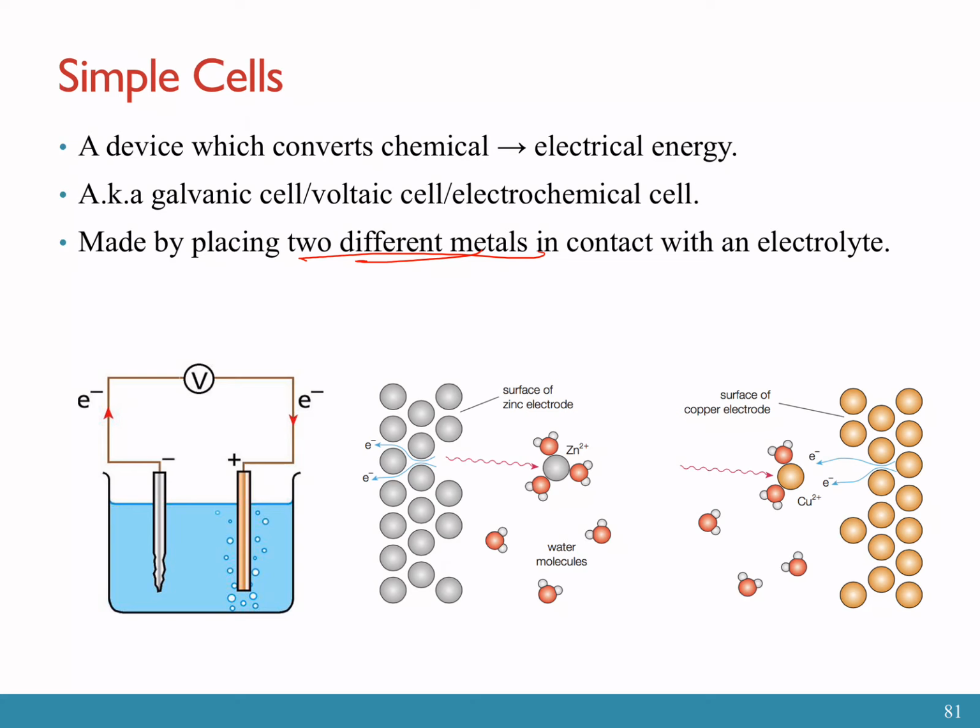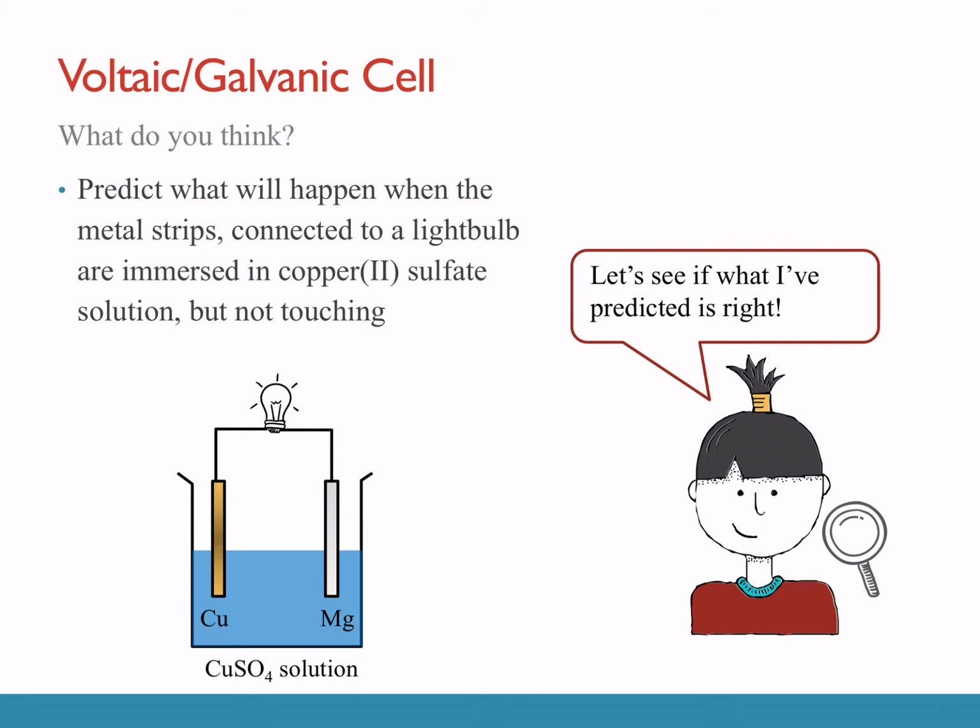So why do we need two different metals? Okay, here is a voltaic cell, or a simple cell or galvanic cell. Predict what you think will happen when the metal strips here, copper and magnesium, connected to a light bulb, are immersed in copper 2 sulfate solution, but they are not touching. What do you think will happen?